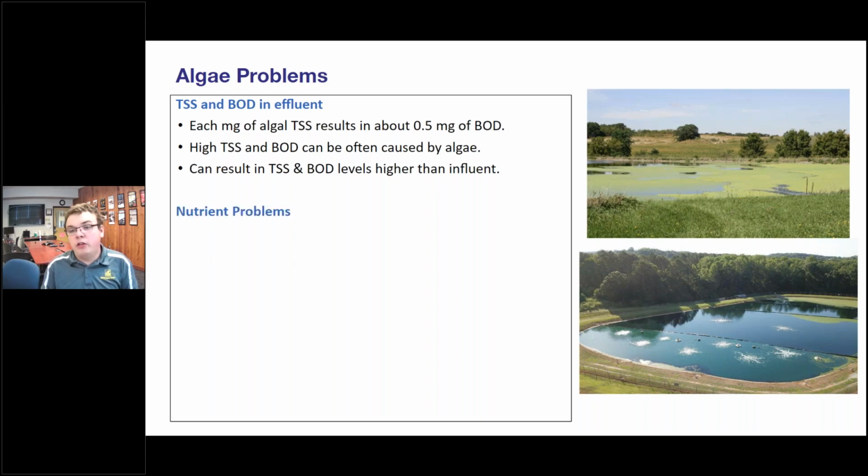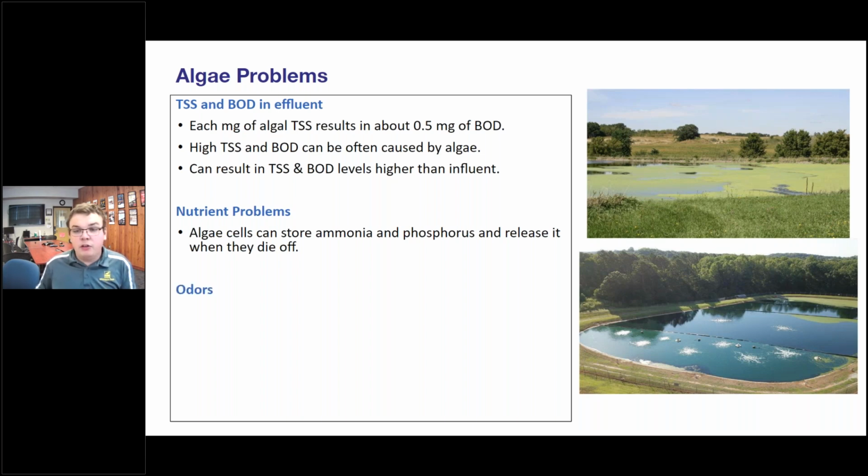So it can also cause some nutrient problems. Algae is going to take in ammonia and phosphorus as part of its nutrient cycles, and it can release it when the cells die off, causing you to have higher levels of ammonia and phosphorus in your system, which are both permitting parameters that are common on that EPA permit.